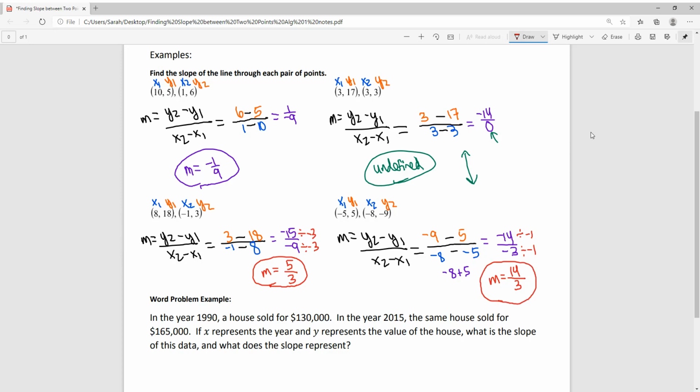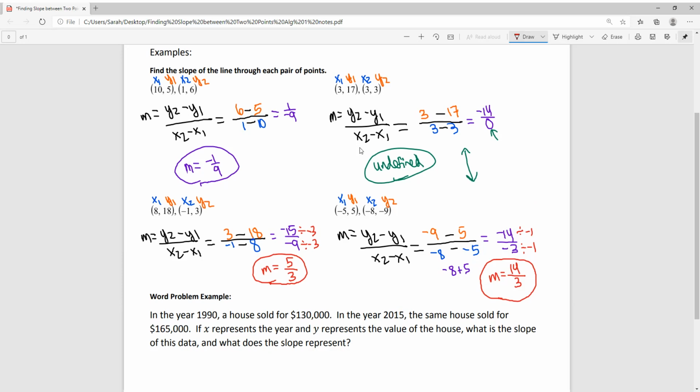You're also going to encounter some word problems that deal with slope. With a word problem, the points aren't going to be written out as ordered pairs like you see up here. They're going to be kind of hidden. But if you read through the problem, you're going to be able to write the points out yourself and then use the slope formula from there.